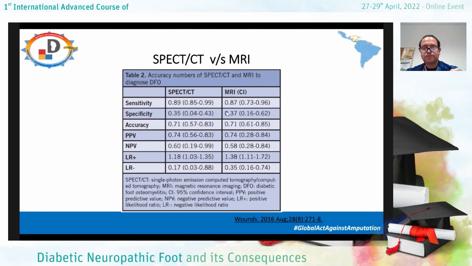Single photon emission computed tomography has a high sensitivity and a low specificity. But if we compare with the MRI, magnetic resonance imaging, they are very similar. There is not so much difference between these two methods.